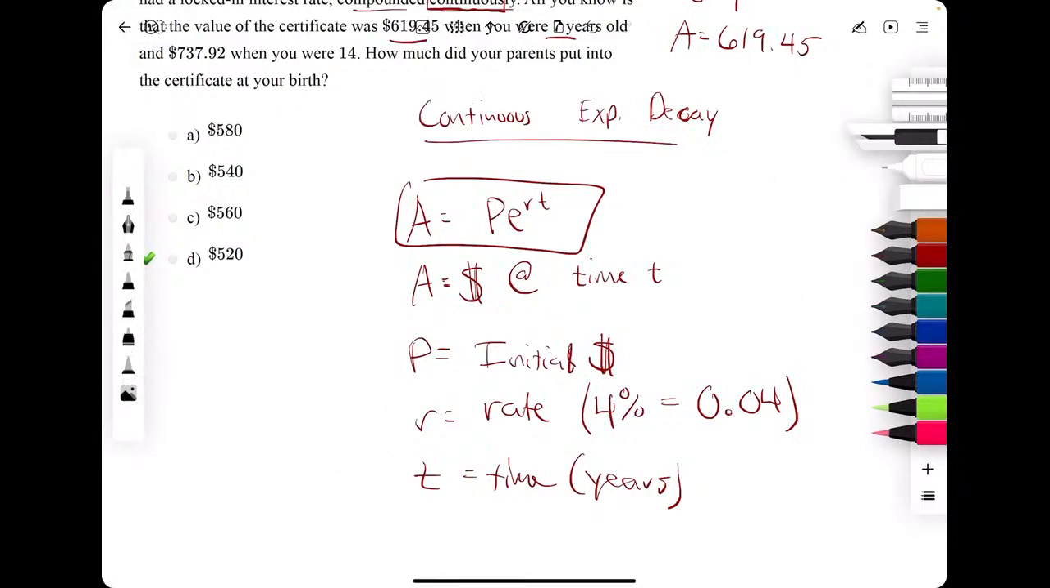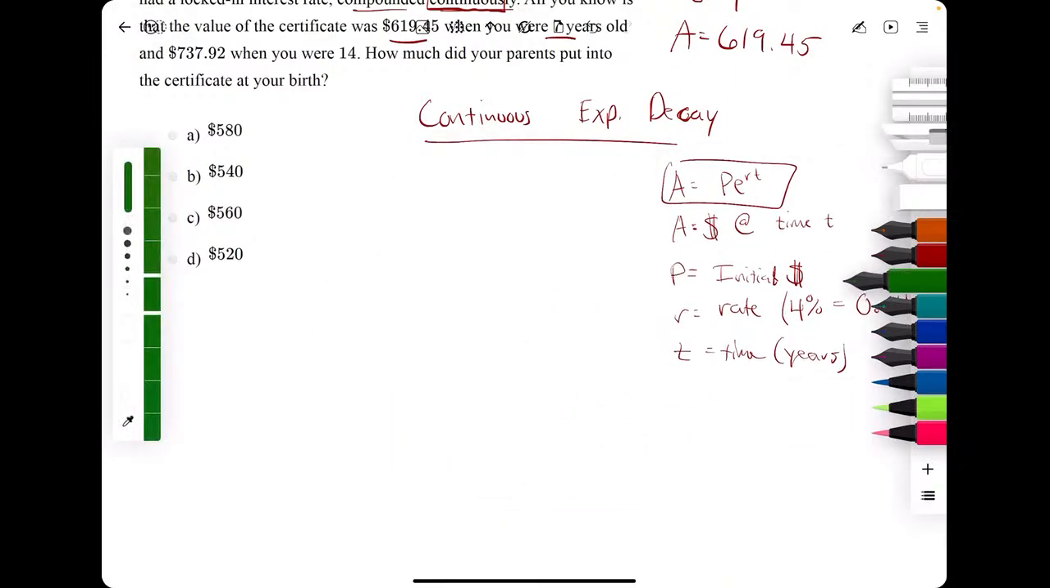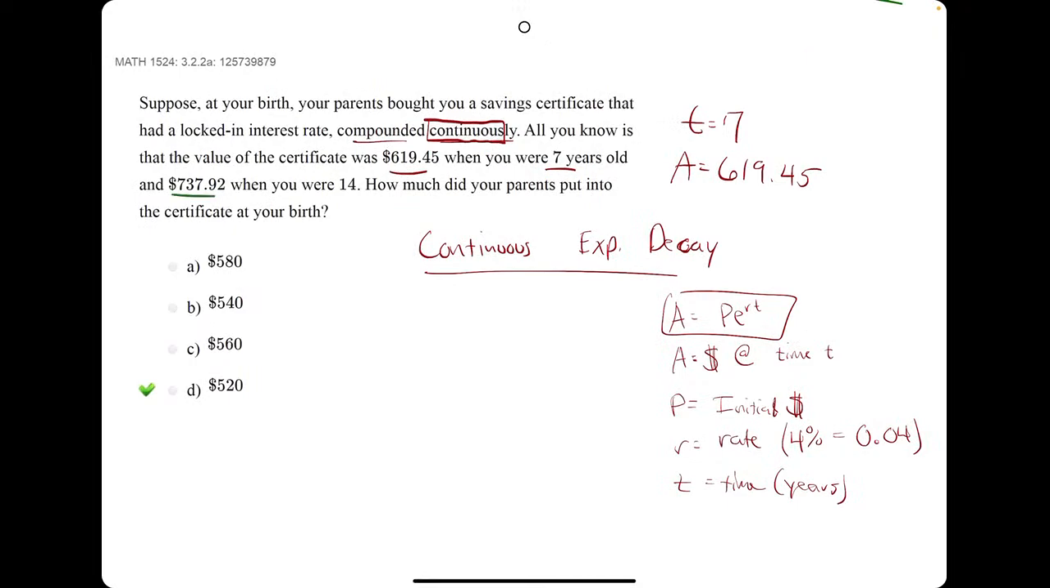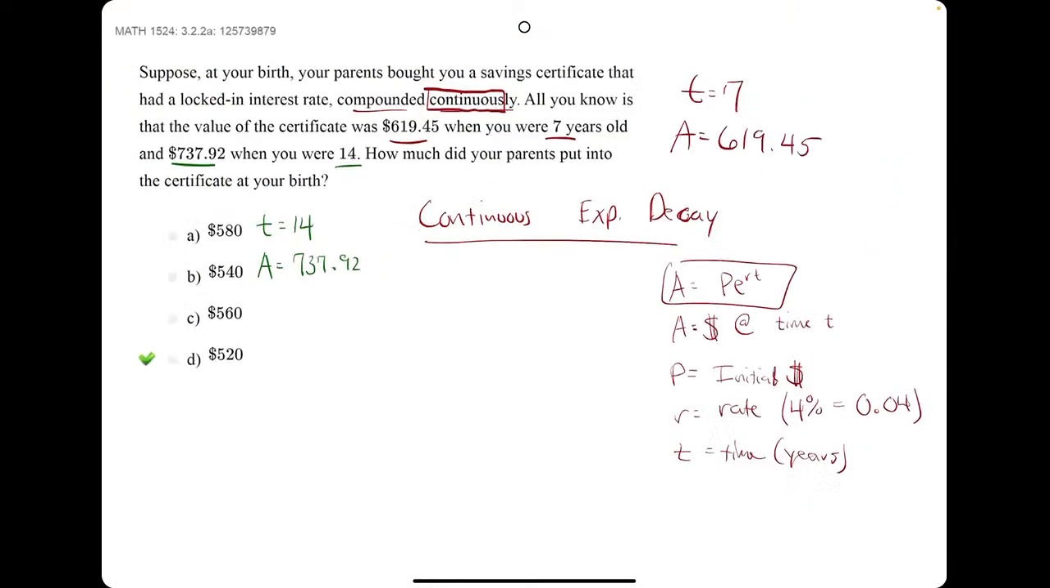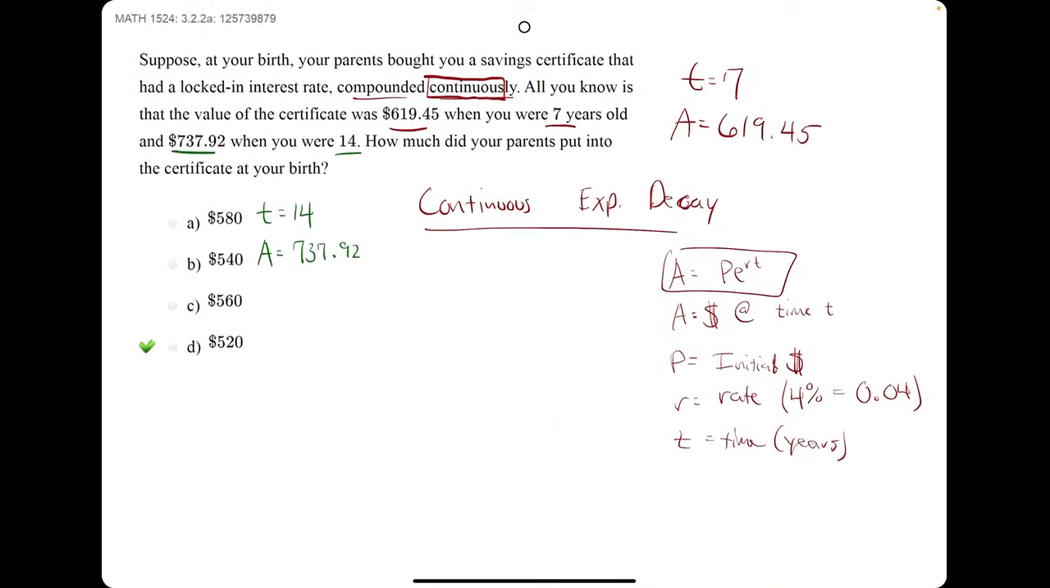I'm going to move this stuff over a little bit. We're going to set up one equation, and then we'll set up the second equation. Honestly, I may do the second one first, and we'll talk about why. They give us another pair of information, which is when t is 14, A is 737.92. We're going to plug these values in first to this equation. So A, 737.92, equals P, which we do not know, e to the r times t, which is 14.